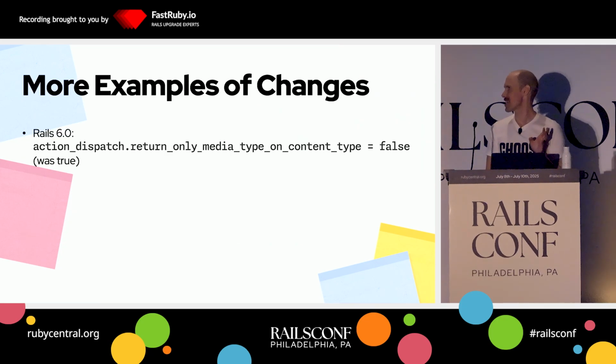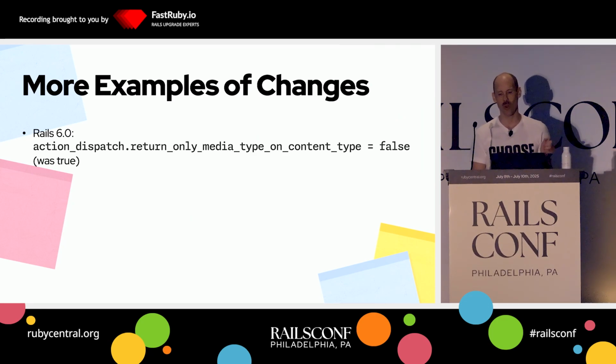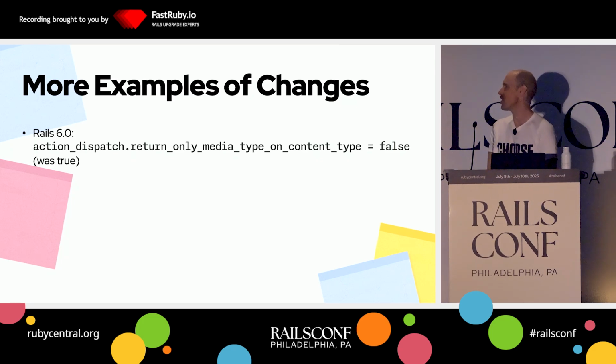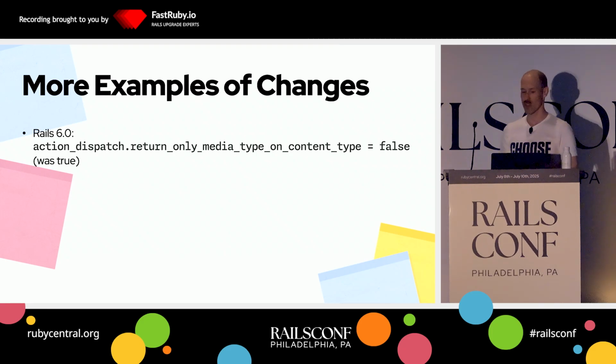Here are some more examples of changes just for flavor over the years. In Rails 6, action_dispatch.return_only_media_type_on_content_type. You'll also notice these have wonderfully succinct names. Previously, the default was false. And what that meant was when you got an HTTP response from controllers, they would only include the media type. That's something like text/html. Well, in Rails 6, the default changed to true. That said that you would also receive a character set, usually UTF-8.